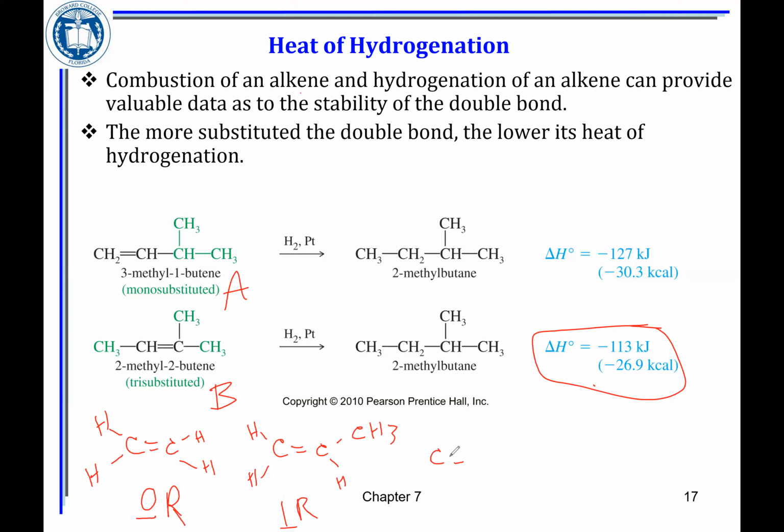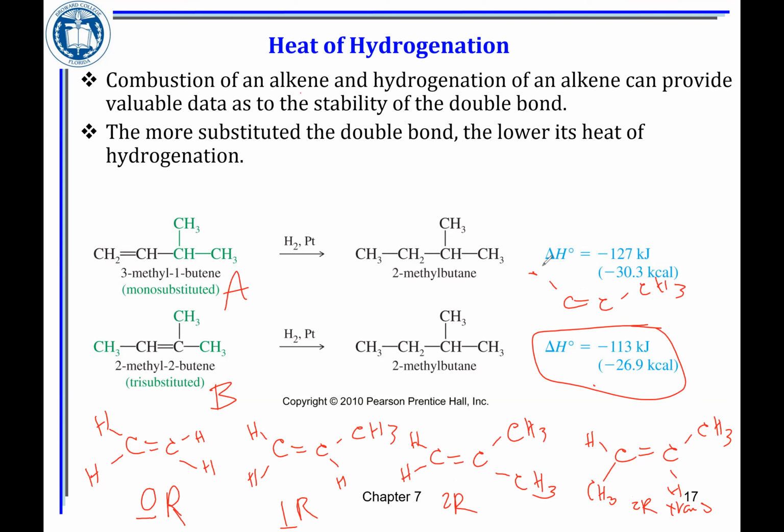If you have a CC double bond with 2 alkyl groups, well, it depends on the 2 alkyl groups. They could be on the same carbon, and then you have 2 hydrogens. Or you could have 2 alkyl groups, one in the cis position and the other in the trans position. So you have 3 different options when you have 2R. So this is a 2R, this is a 2R trans, and then you also have a 2R cis. So CH3, hydrogen, this is a 2R cis.